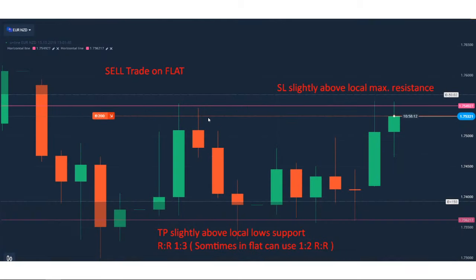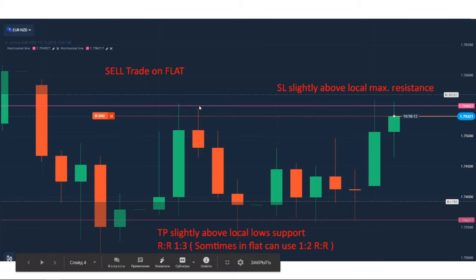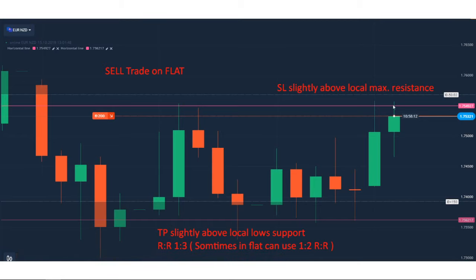And here's just another example of a sell trade in a flat. Once again, we have our level of support and our level of resistance. The price reached resistance and started moving back down.